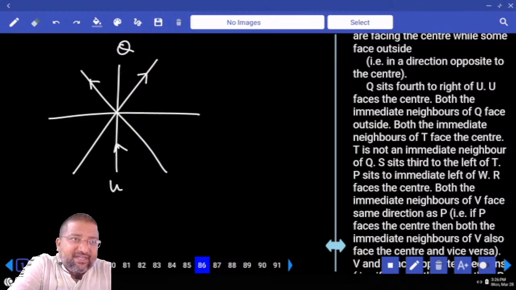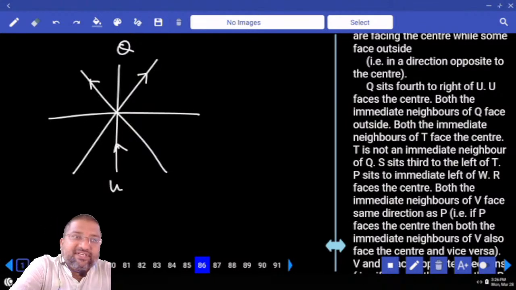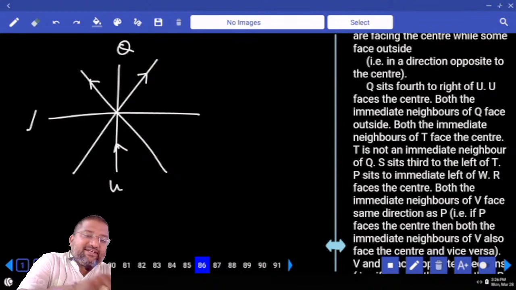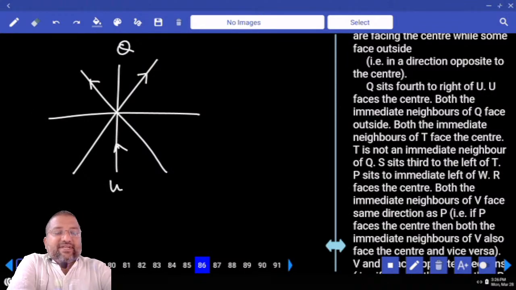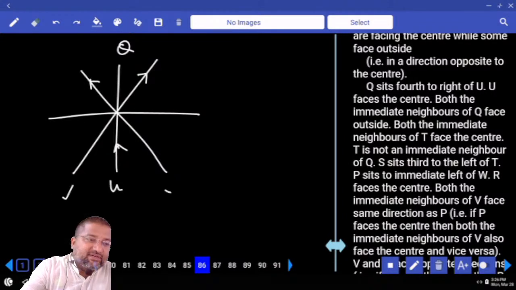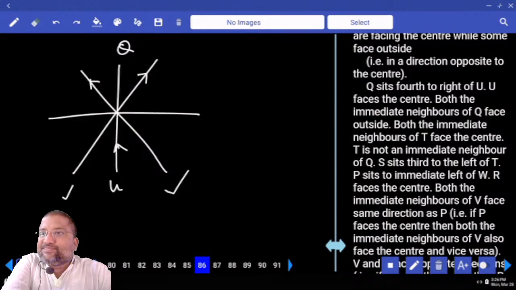But we are not sure. But the next point says T is not an immediate neighbor of Q. If T is not an immediate neighbor of Q, can T sit here? No. Can T sit here? No. Why? Because the immediate neighbors of T are facing center. And do you have 2 possibilities where I can go for T here or the other side? And one thing is very clear to us, T is an immediate neighbor of U.